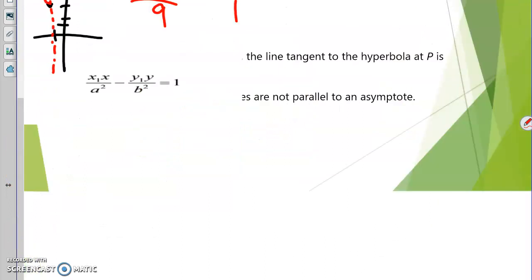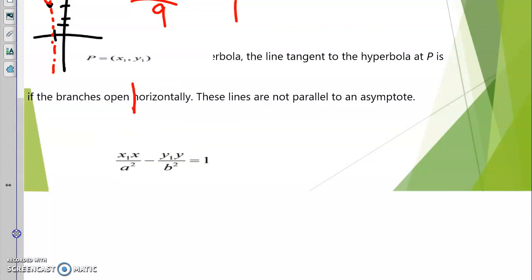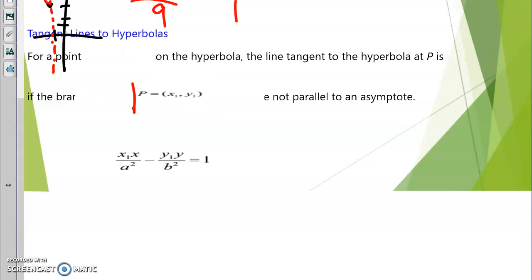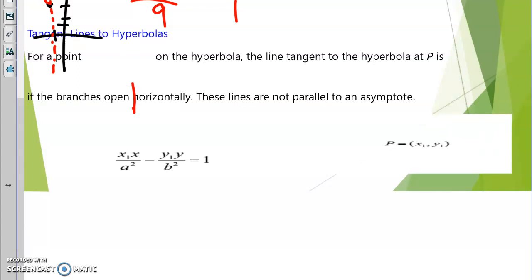And then, let's see what's going on here. Looks like we're trying to find the equation of a line that is tangent to our hyperbola. Let's see. Move some of that out of the way. Oh, all right. For our point (x1, y1) on a hyperbola, the line tangent to the hyperbola, if the branch opens horizontally, these lines are not parallel to the asymptote. So tangent line and asymptote are totally different things, so let's just plug in what we know.